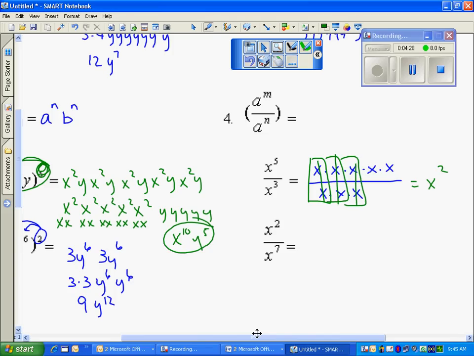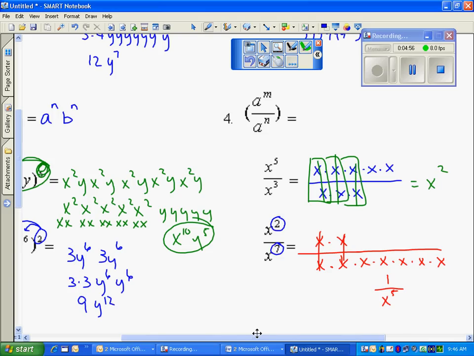Trying the next scenario, I have 2 x's and 7. So now in this case, my denominator has the larger power, the exponent. But again, they'll cancel and make a 1. They'll cancel and make a 1. And I end up with 1 over x to the 5th. So I ask myself, when I have 7 x's in the denominator and 2 in the numerator, they all cancel, leaving me 5 in the denominator.